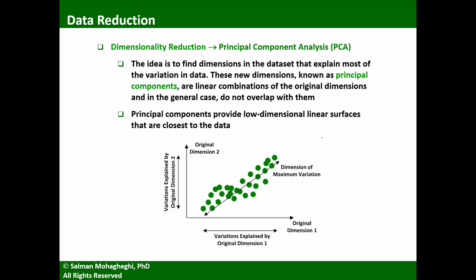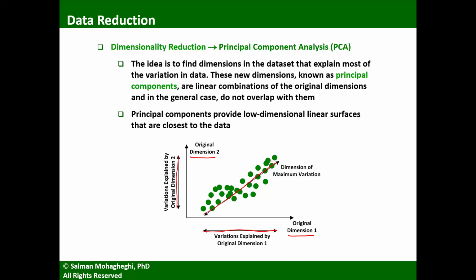Take a look at this diagram. Imagine this is a two-dimensional data set that I have, and I have original dimension number 1, original dimension number 2. This is the amount of variability that I have along dimension number 1, and this is along dimension number 2. But if I look at my scatter plot of data points, I can see that this particular dimension is a dimension in which I have maximum variation. So I could argue that this dimension has the most amount of information associated with this data set.